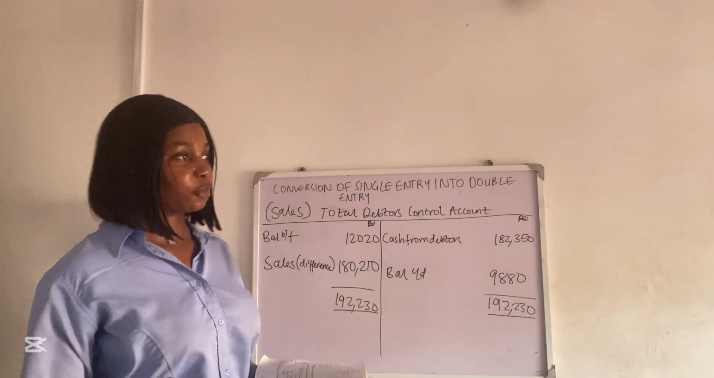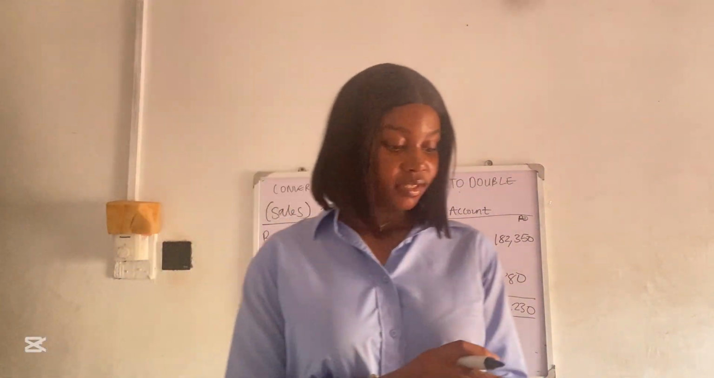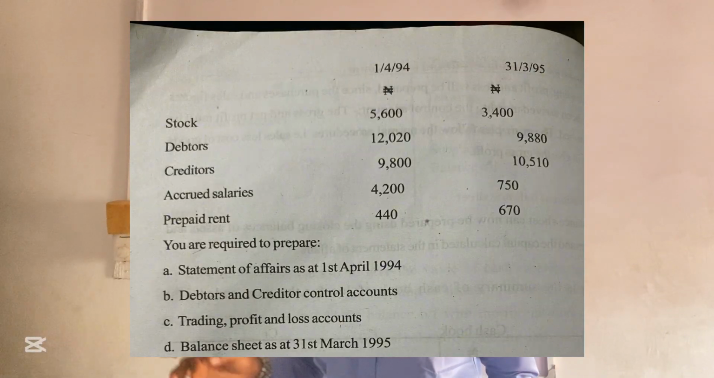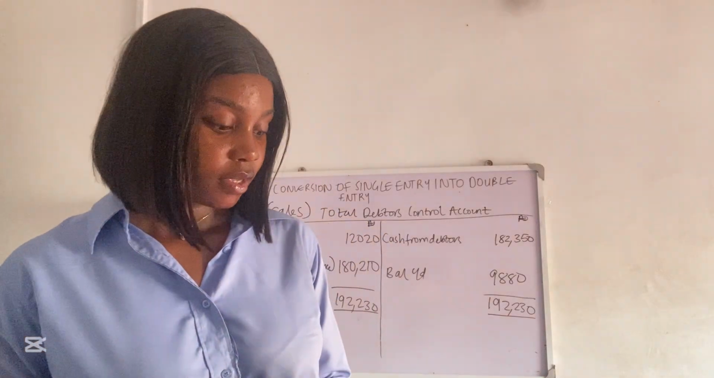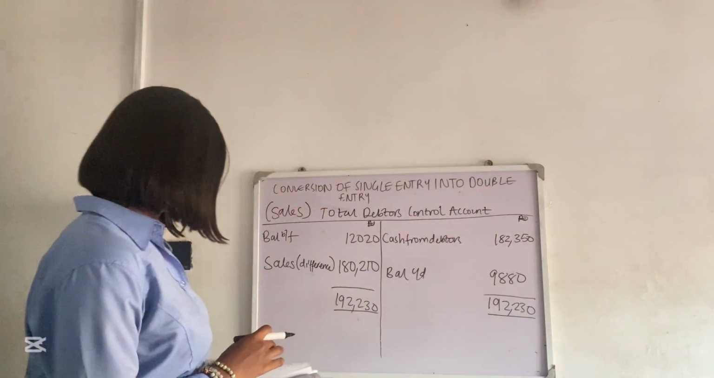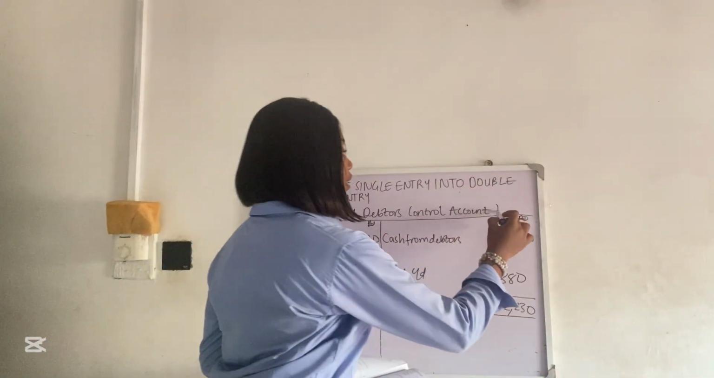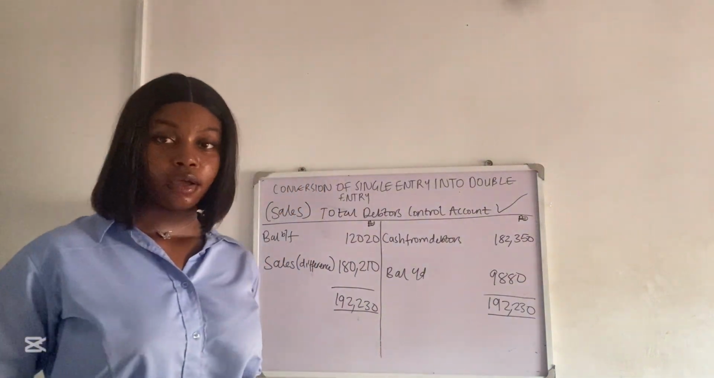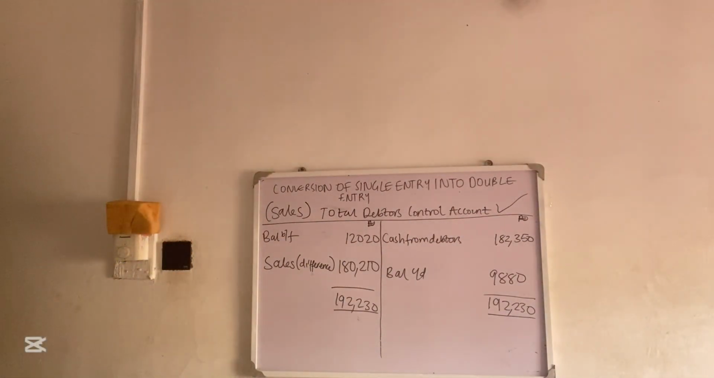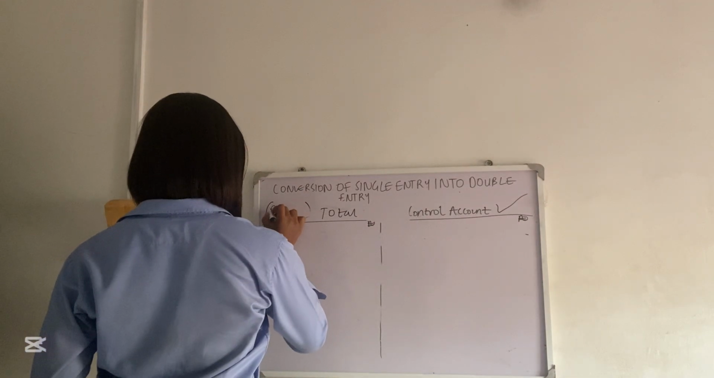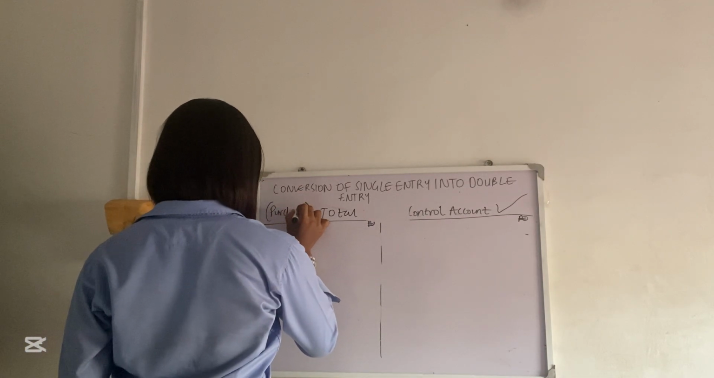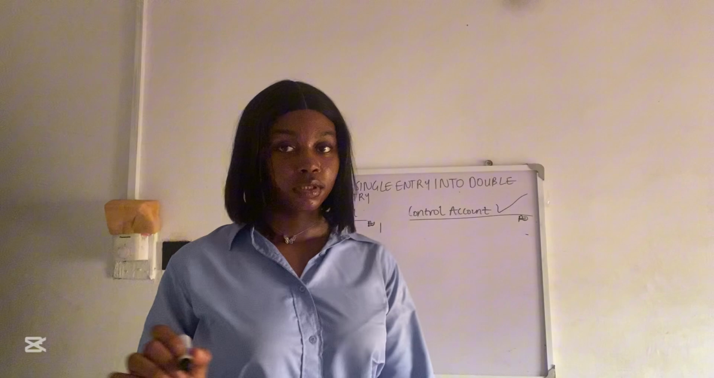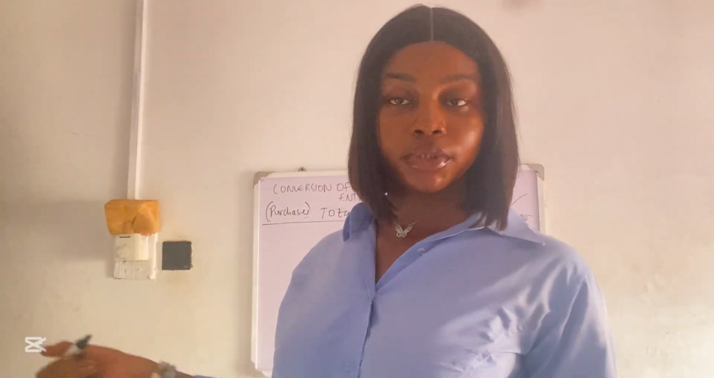We've solved our second and a half question, because in the B part it said prepare your debtors and creditors control accounts. So now we've prepared our debtors account. Now let's prepare our creditors control account. I'm going to be rubbing it off. This will be purchases. Earlier we were trying to find our sales. Now we're trying to find our purchases.